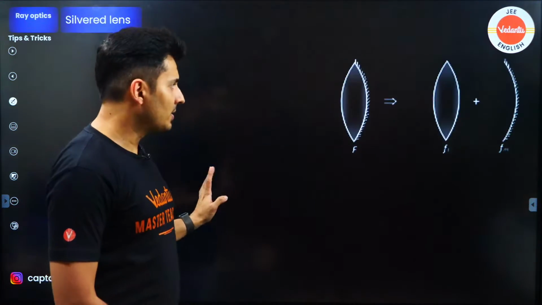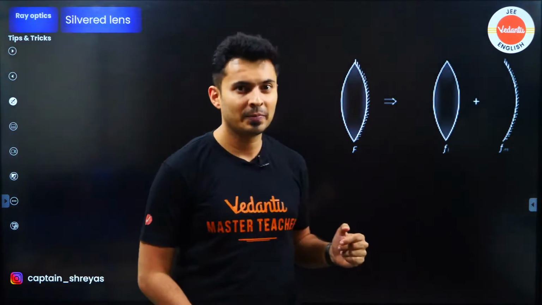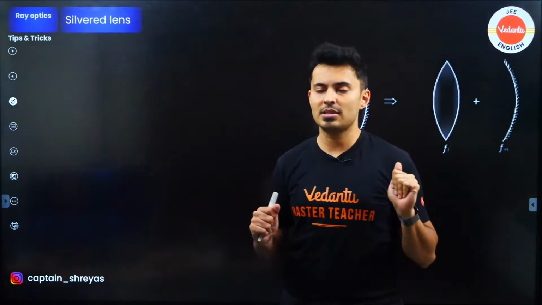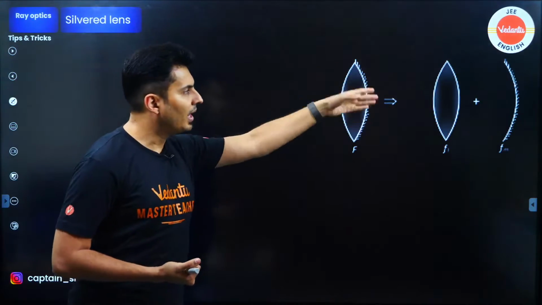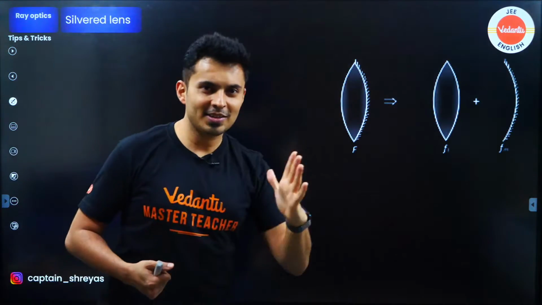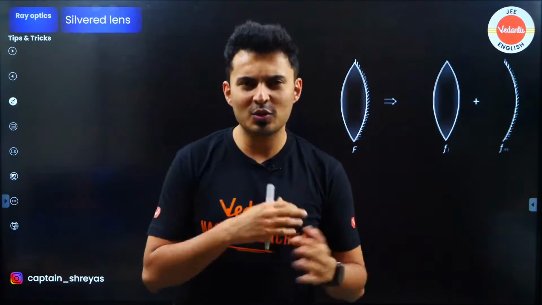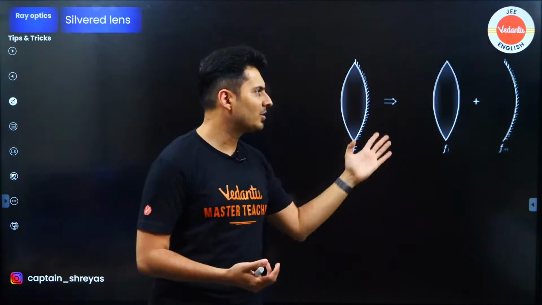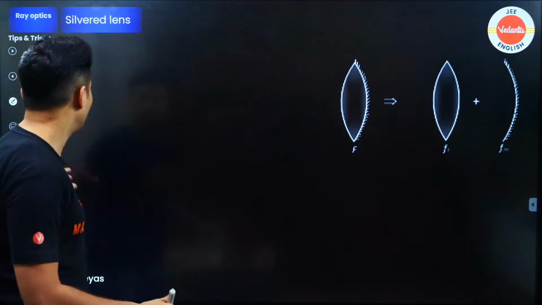Now, once you have understood this much part, let's go to another kind of tricky questions where you have silvered lenses. Many people get confused when one part is silvered, reflective, it's a concave convex lens. So many combinations and permutations are possible in these situations. What to do in these kind of scenarios? Let me tell you that.